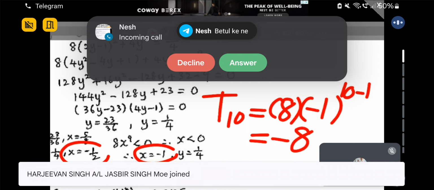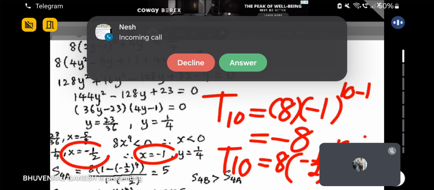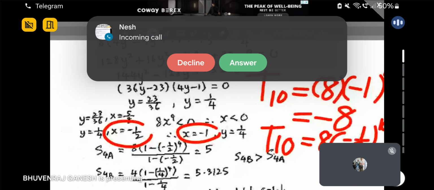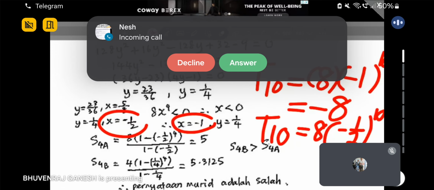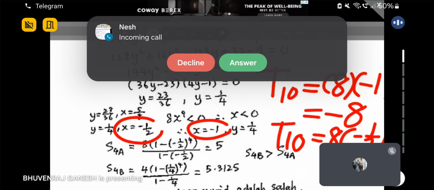So negative. Then you try again with the other answer. The other answer is -1/2. This one also you will get a negative answer. Both give negative answers, so it's valid. It means both answers are correct.